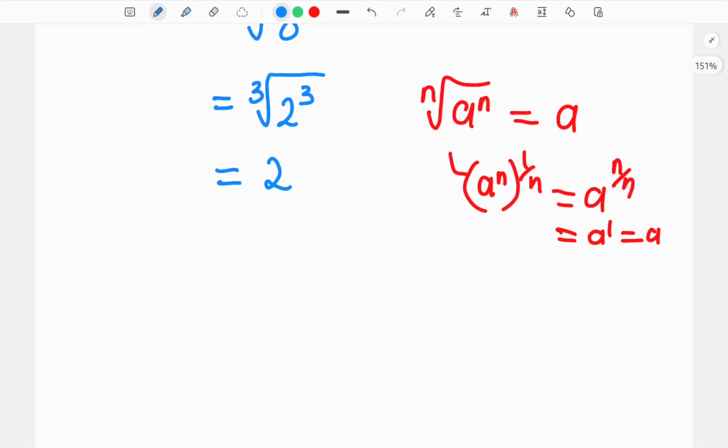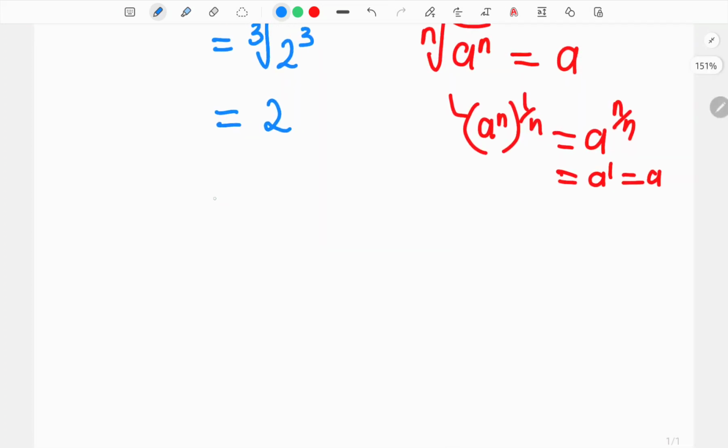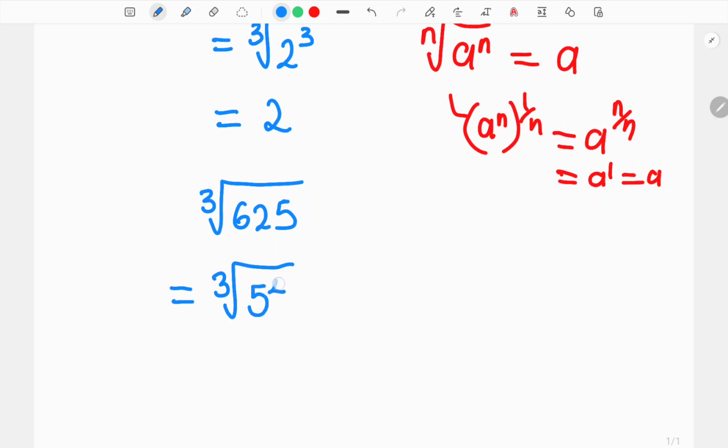Okay, let's take it a bit further. Let's say you have the cube root of 625. Then do the same thing. Take your calculator, using a Casio calculator. Press 625, equal sign, and then press shift, and then press the fact button. It will give you the cube root of 5 to the 4.